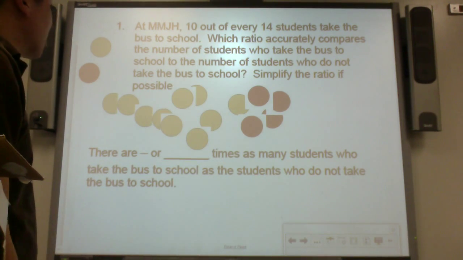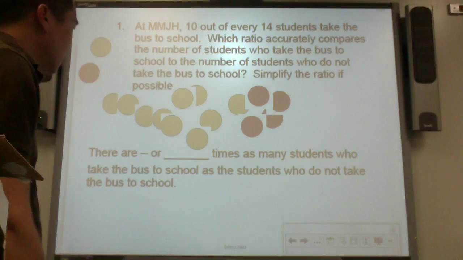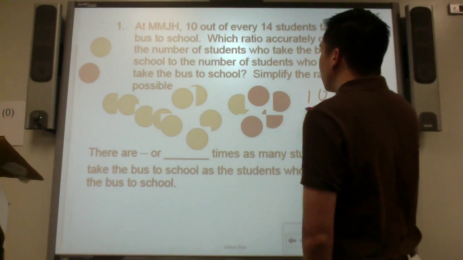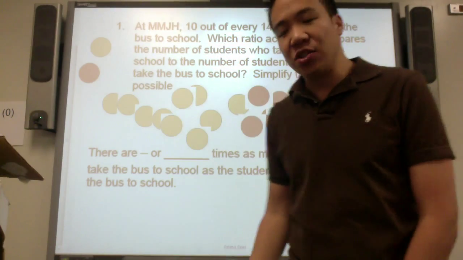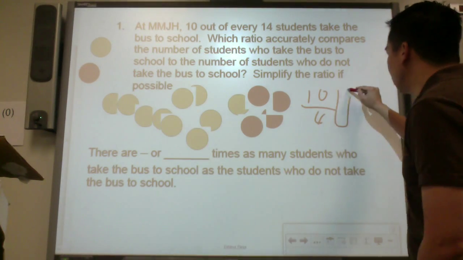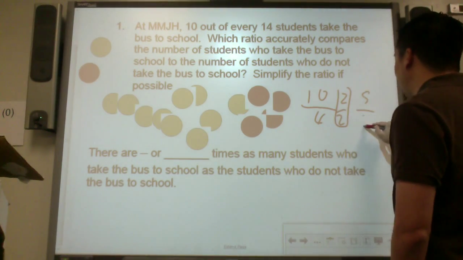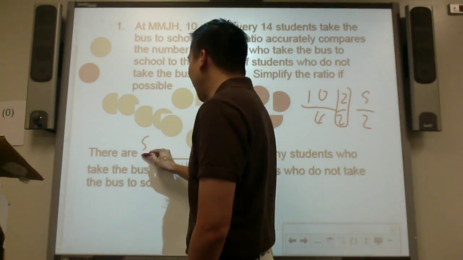Which ratio accurately compares the number of students who take the bus, 10, to the number of students who do not take the bus, 4? So does order matter? It does, because it will change the whole problem. Can you simplify this? Yes, you can. 5 halves.